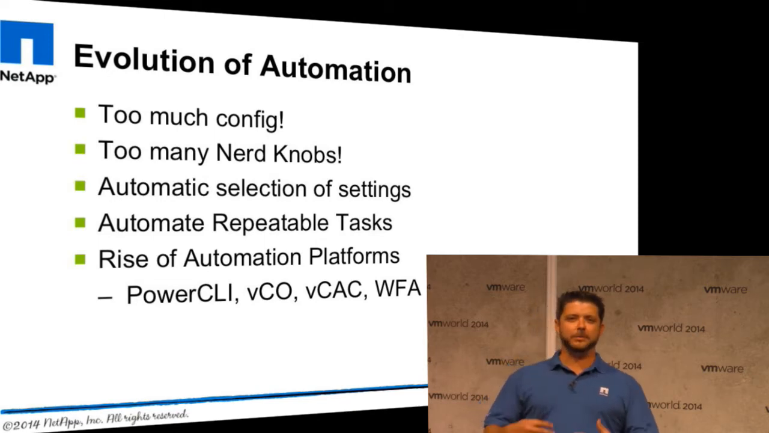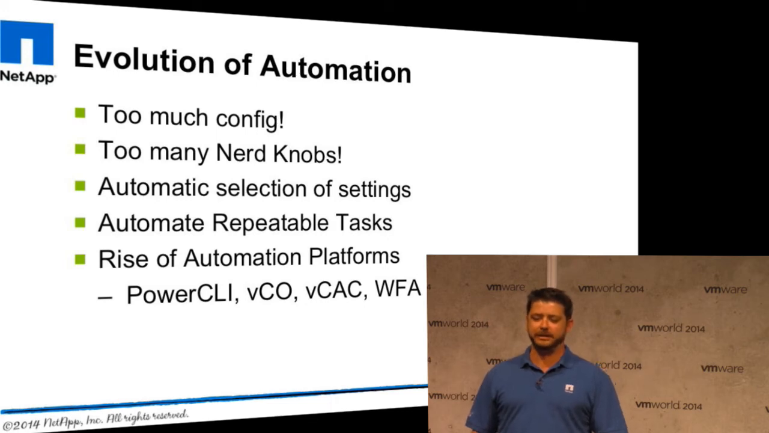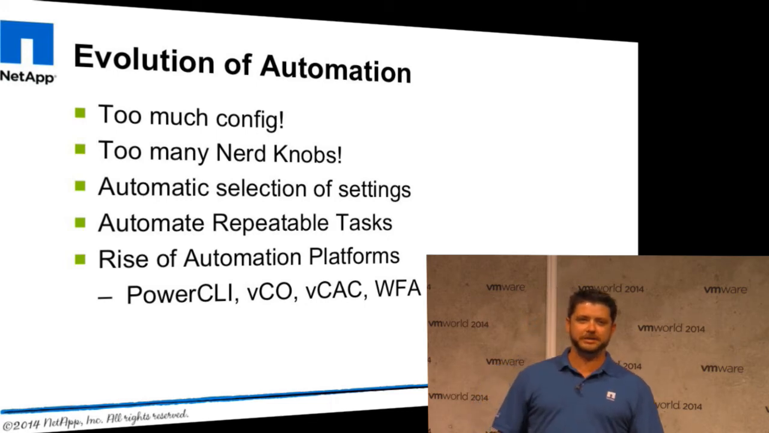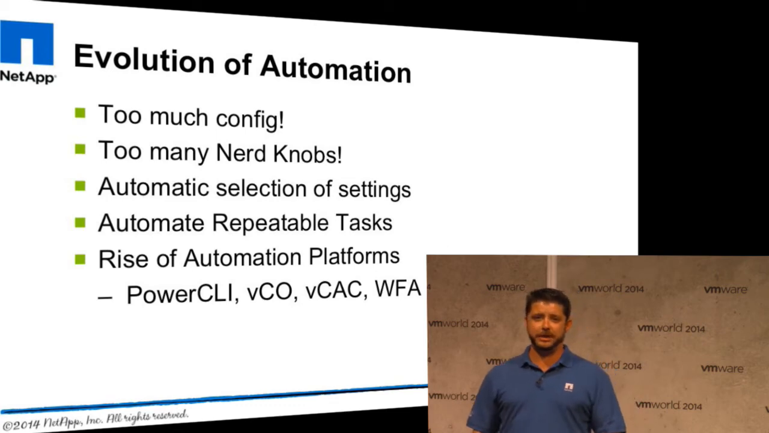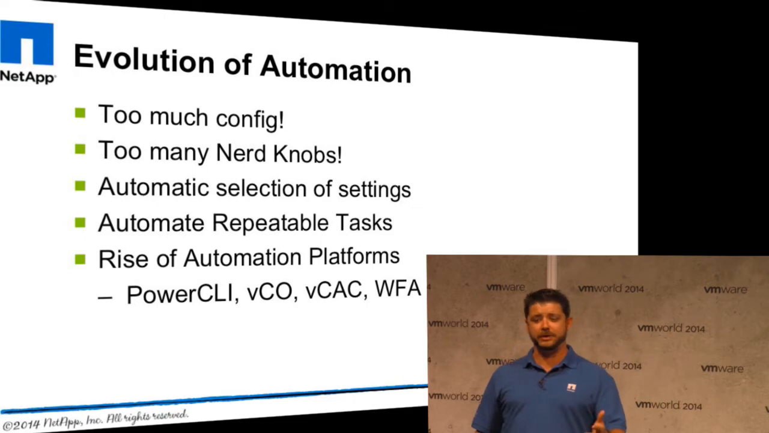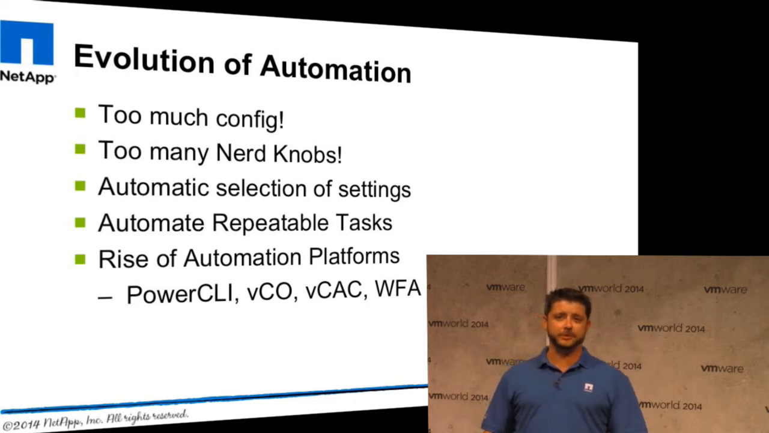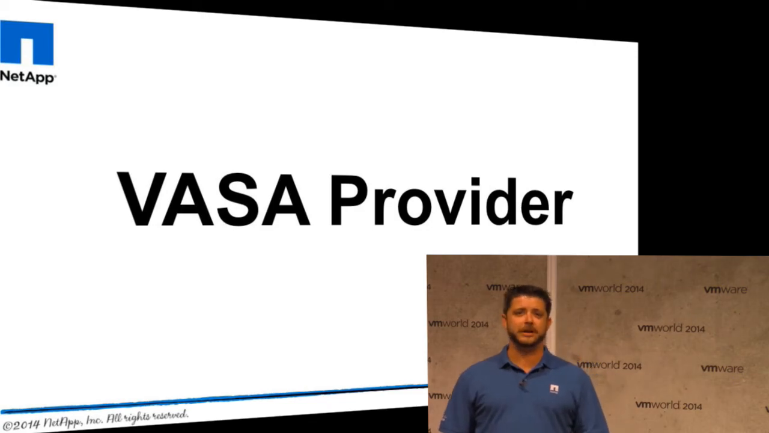Too much config going on, too many little nerd knobs to twist every time you configure something. We needed a way to automatically select settings and automate repeatable tasks, and I believe that this brought forth the rise of certain automation platforms. We've seen PowerShell and PowerCLI really become the king. VCO, VCAC, now called vRealize, and even NetApp's own Workflow Automation has really taken hold. Enter the new plugin called the VASA provider.